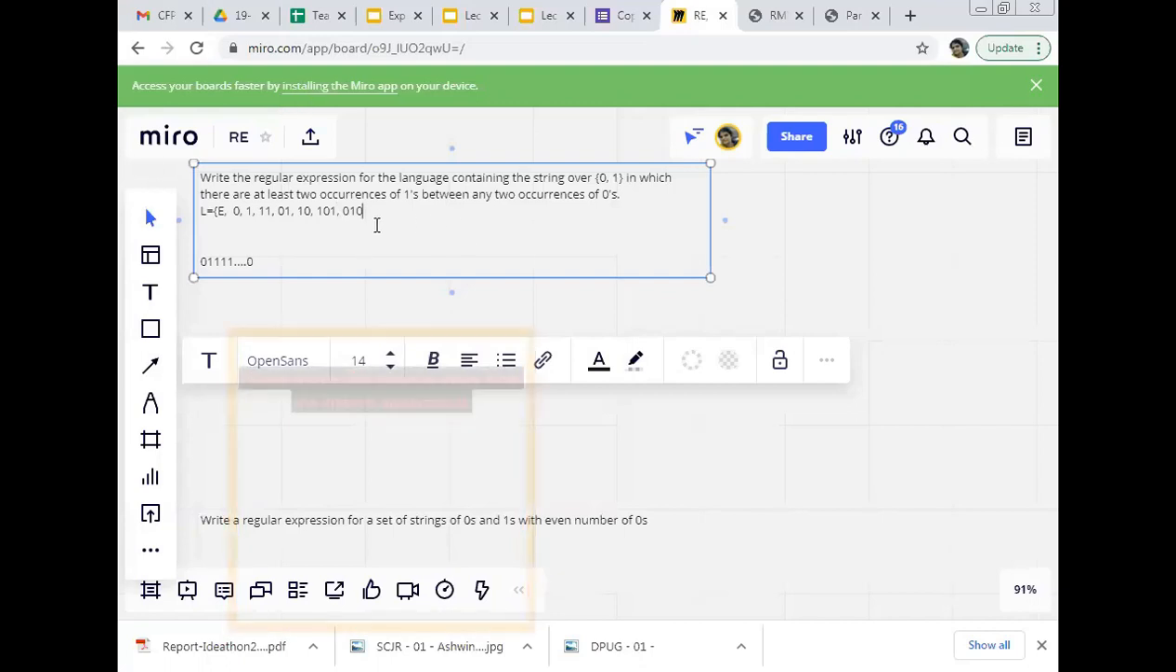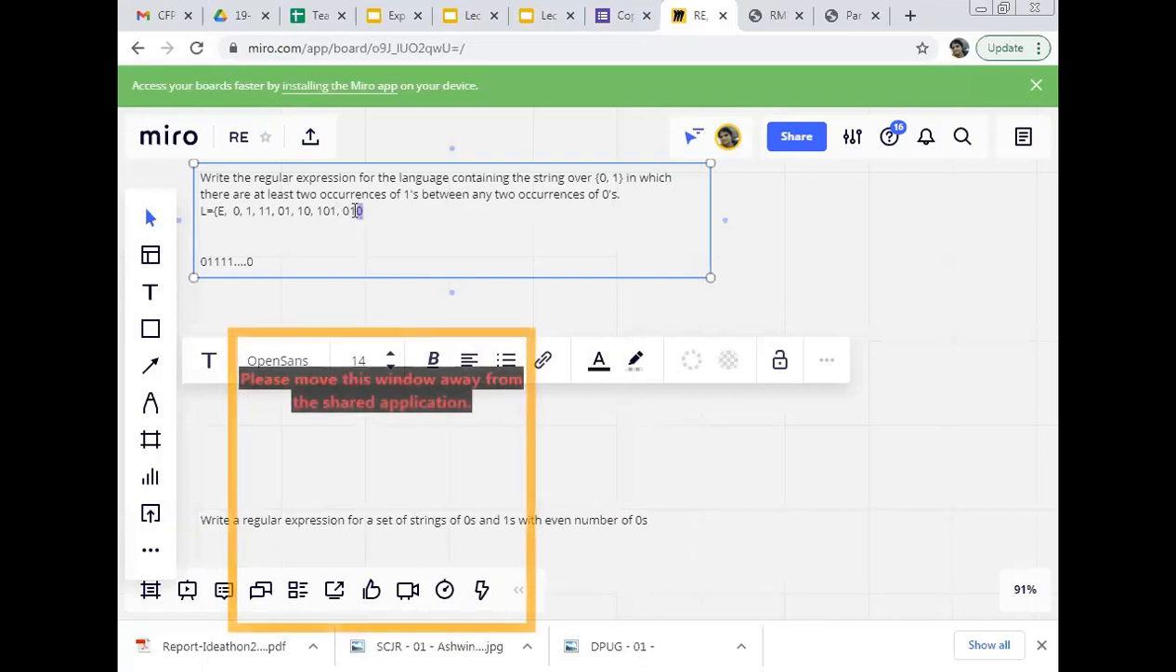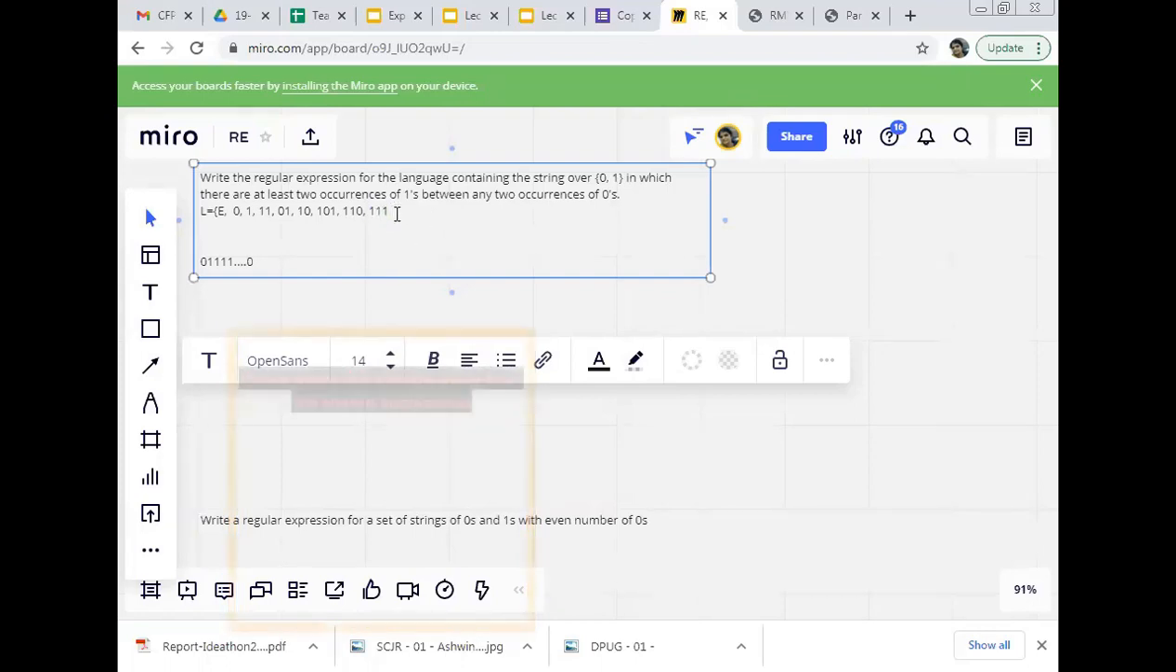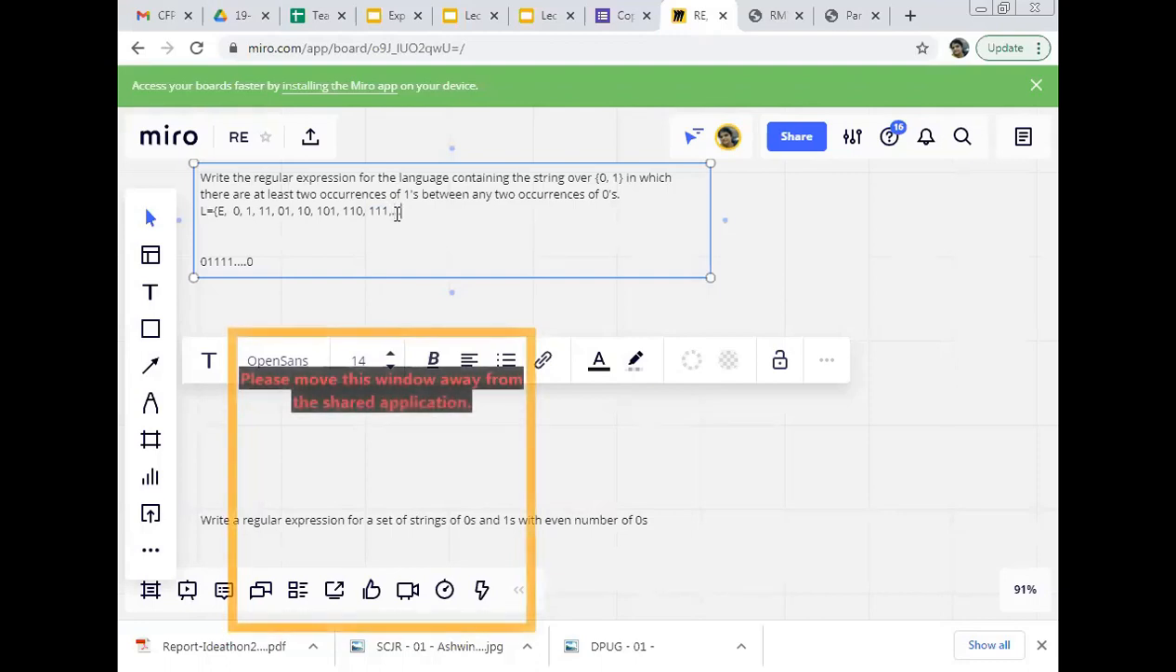Read the question again. When we have two zeros, you cannot have a single one between them; we should have at least two ones, right? So we cannot have 0, 1, 0. We can have 1, 0, 0, 1? We can have 1, 1, 0. Right, we can have 1, 1, 1. We cannot have two zeros in a three length string because it will have a single one, right? Is it right? Okay, I hope you understood what the language is.